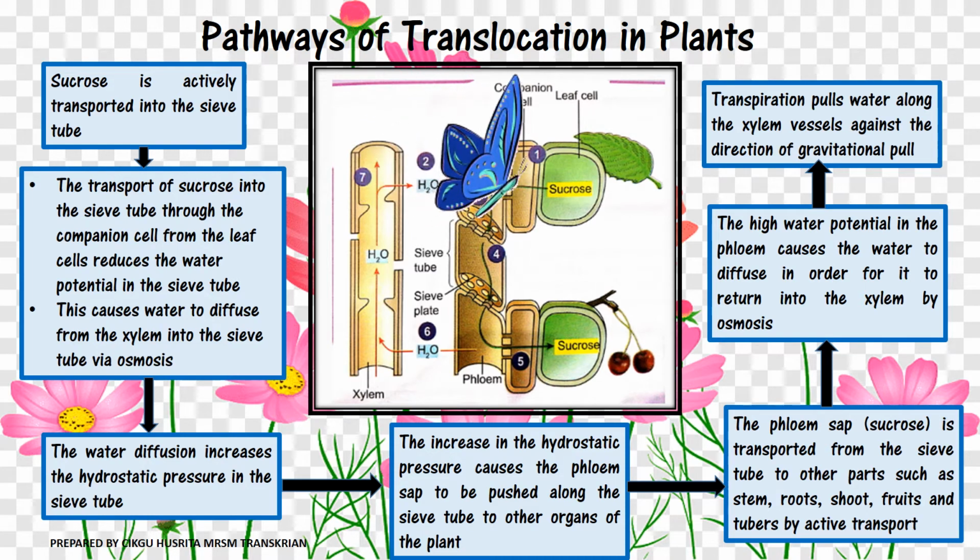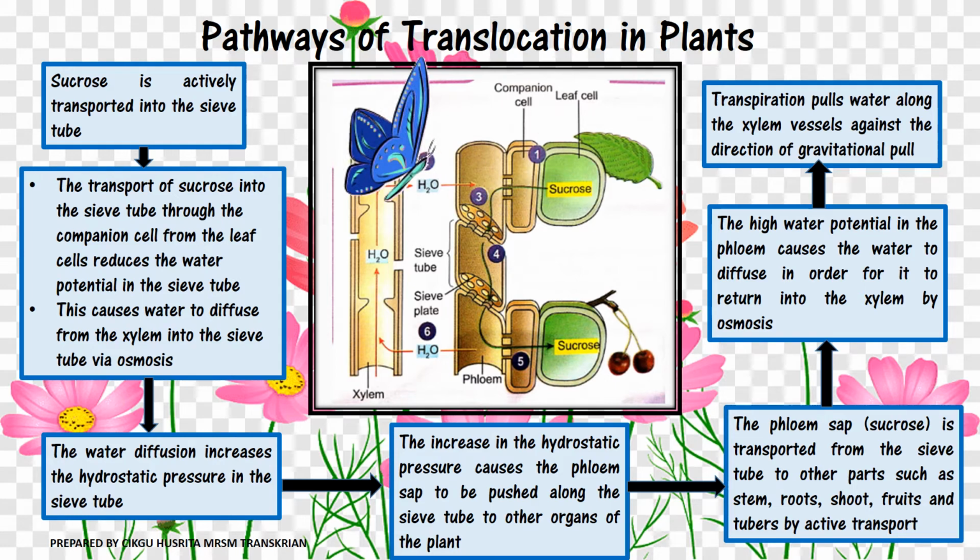The transport of sucrose into the sieve tube through the companion cell from the leaf cell reduces the water potential in the sieve tube. This causes water to diffuse from the xylem into the sieve tube by osmosis. When water enters the sieve tube, it increases the hydrostatic pressure in the sieve tube. The increased hydrostatic pressure causes the phloem sap to be pushed along the sieve tube to other organs of the plant.